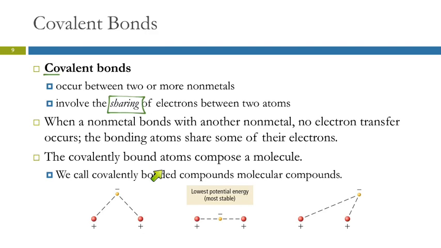When atoms are covalently bonded together, that's a molecule. And those compounds are called molecular compounds. Sometimes you see them called covalent compounds, but molecular compounds. So we've got molecular compounds, ionic compounds. Okay, that slide was a bit of a mess. Any questions?